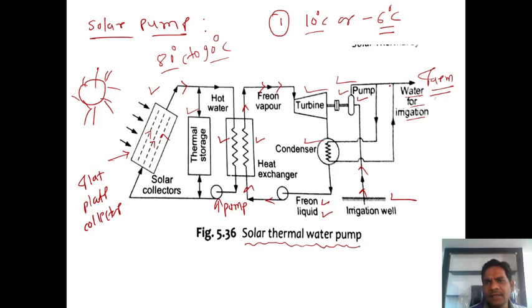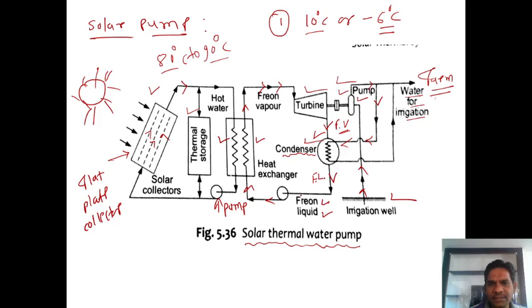Okay, then after that, the remaining water from this pipeline, where does it pass? It is passed into the condensers. Okay, from the exhaust of the turbine, the freon vapor comes. This freon vapor is passed into the condensers. We know the role of the condenser is to condense the freon vapor into freon liquid form.